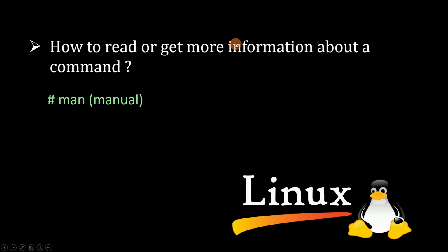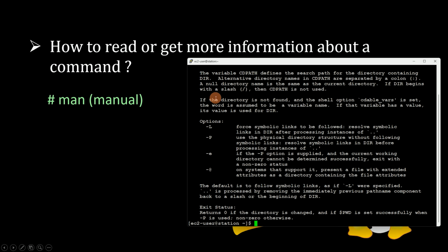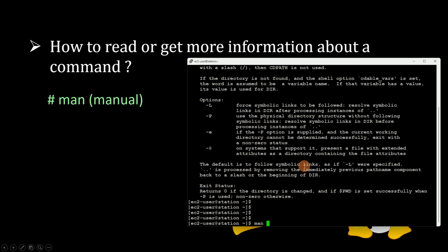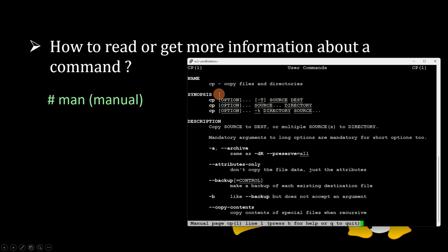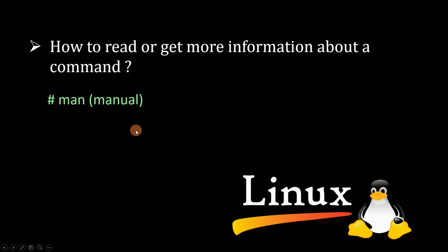Now how to read and get more information about a command. If you need more information about a command, you can use man, that is manual. Let me just show you man cp. It is giving all things: cp, copy files and directories, description, options, flags, synopsis. It is giving all the details, so you can refer to that as well.